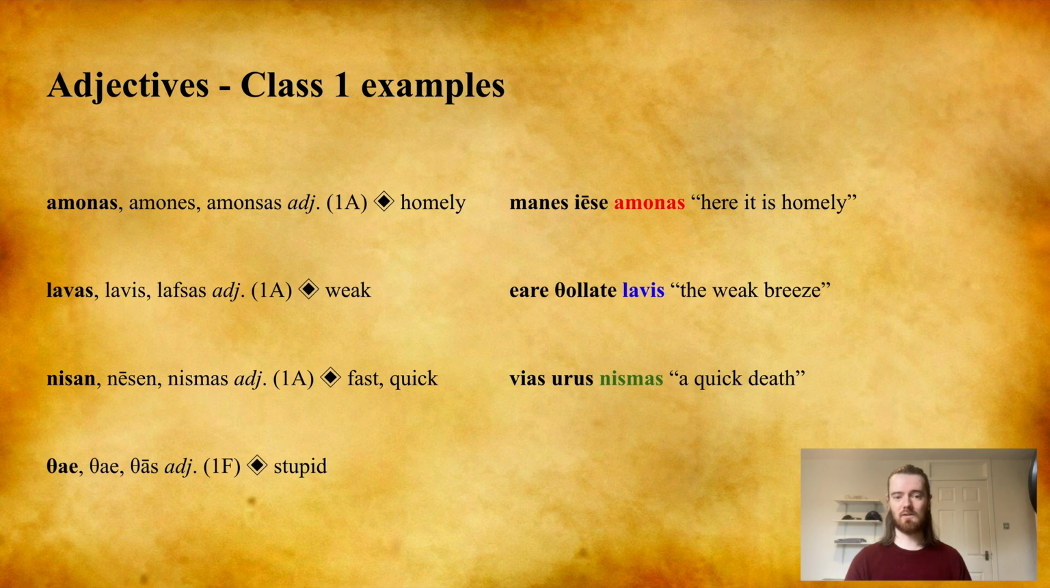Vias is the indefinite article, uros is death, and because uros belongs to the fifth declension, it takes neuter adjectives, so we use the neuter form nismas rather than nisan or neisen.